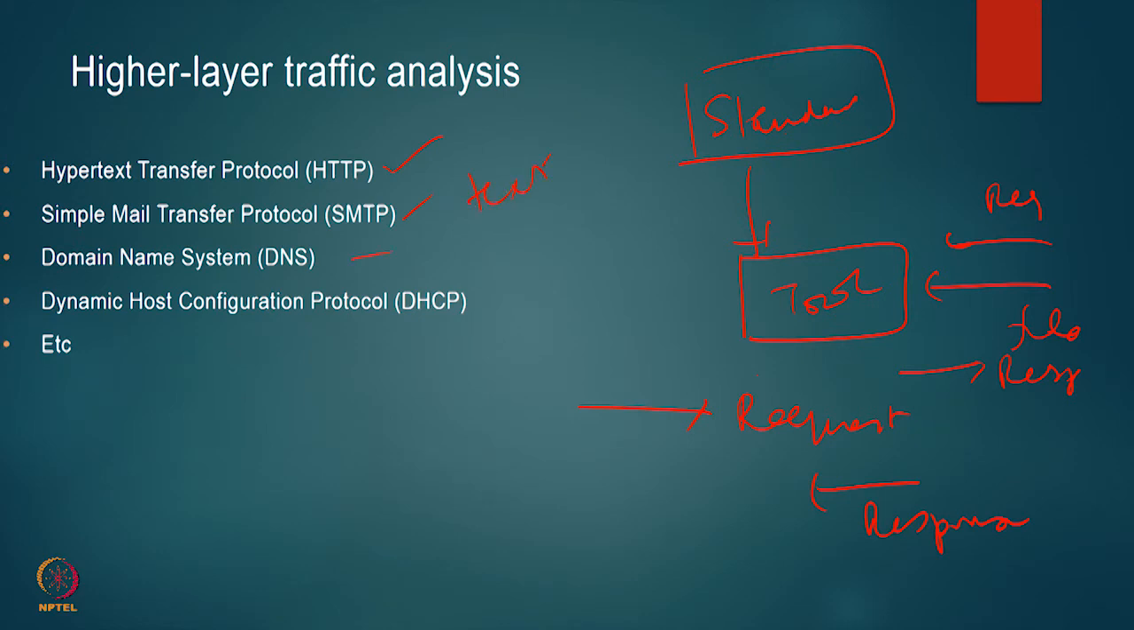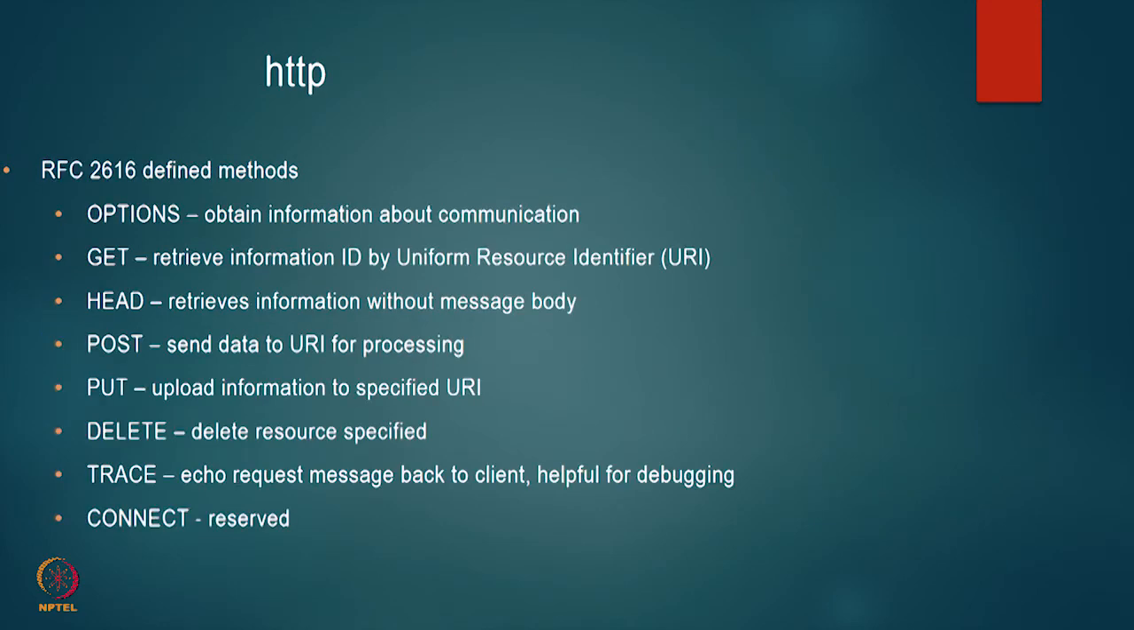Then the Domain Name System, because we know, for example, there is NS lookup. There is a command called NS lookup which tries to identify, given a domain name, what is its IP address, or the reverse, given the IP address, what is the domain name. Then there is the Dynamic Host Configuration Protocol, which tries to listen to or lease an IP address. So, let us look at HTTP.